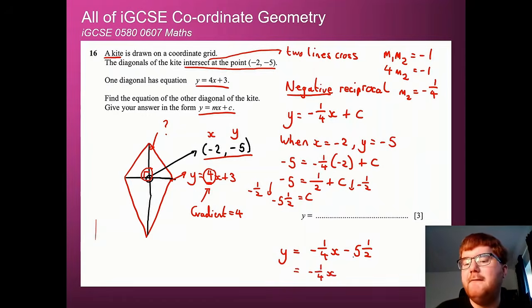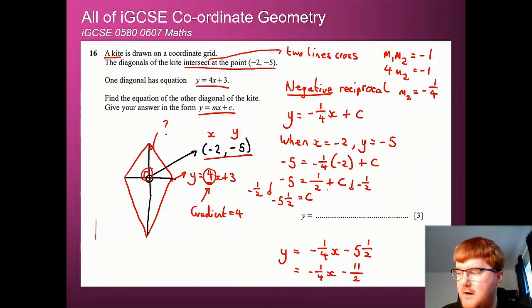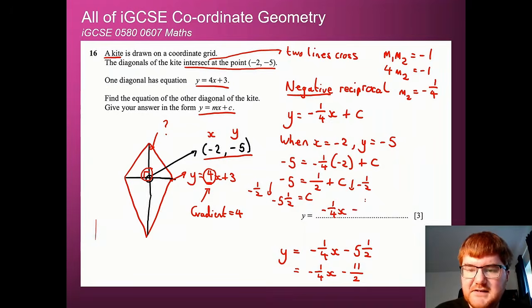So if we want to convert 5.5 to an improper fraction, we do 5 times 2, which is 10, add the 1, that gives us 11 on the top, and we keep the 2 the same at the bottom. This is generally a good way of keeping your straight line in terms of an improper fraction. This will help you when you get on to A level and IB. So our final answer is minus a quarter x minus 11 over 2.